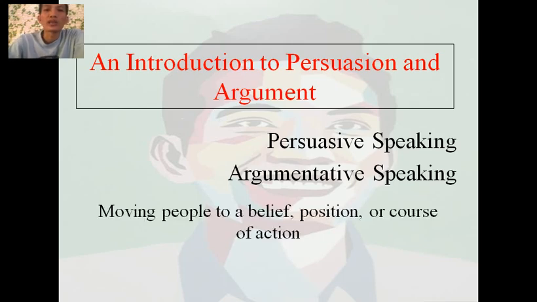Both persuasive speaking and argumentative speaking have the goal of moving people to a belief, position, or course of action.